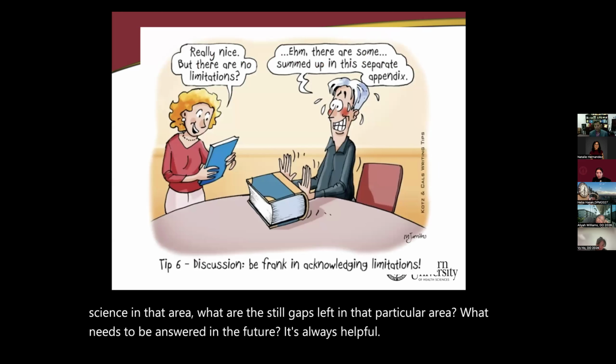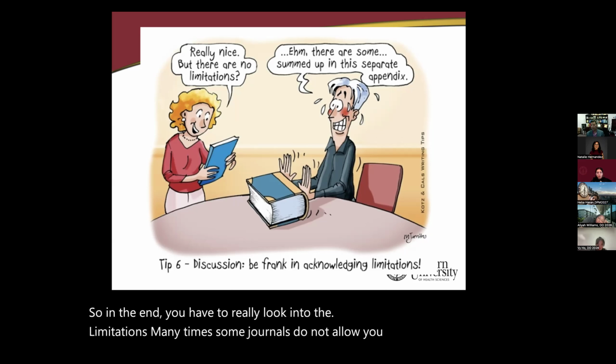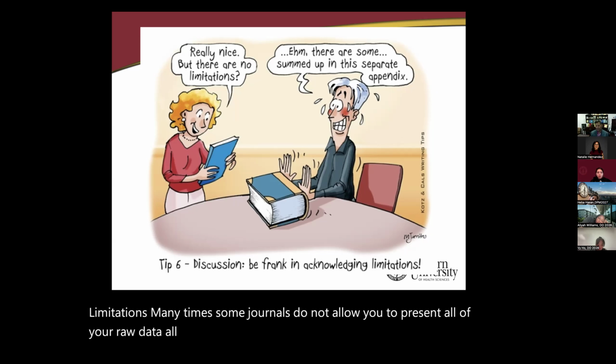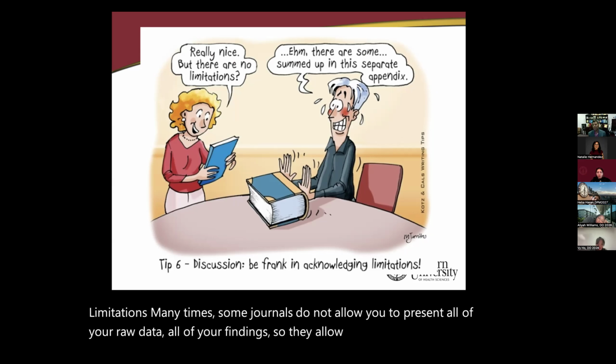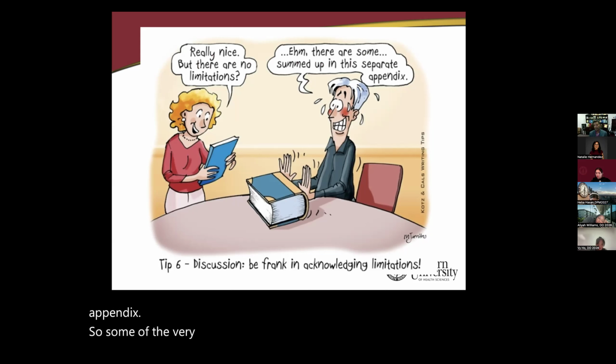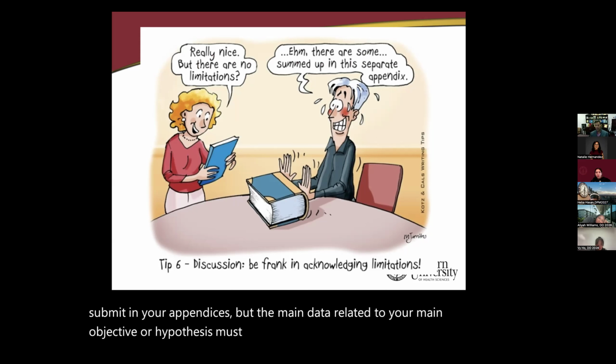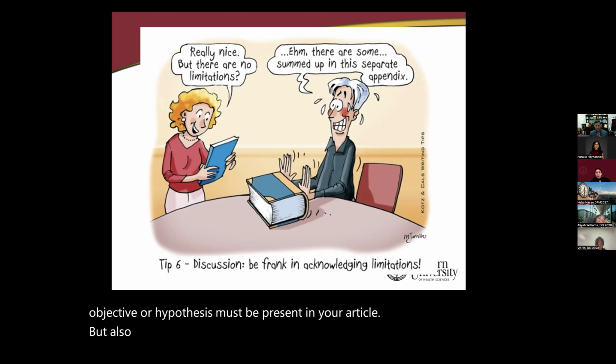So in the end, you have to really look into the limitations. Many times, some journals do not allow you to present all of your raw data, all of your findings. So they allow you to submit it as an appendix. Some of the low-hanging data, which is not very critical, you can submit in your appendices. But the main data related to your main objective or hypothesis must be present in your article. But also acknowledge the limitations as mentioned here.